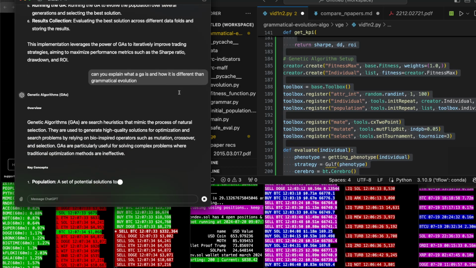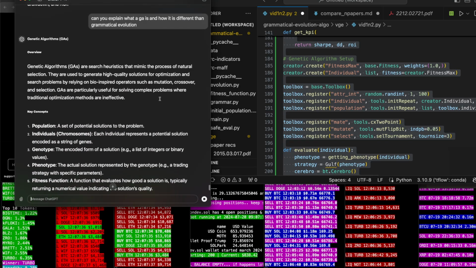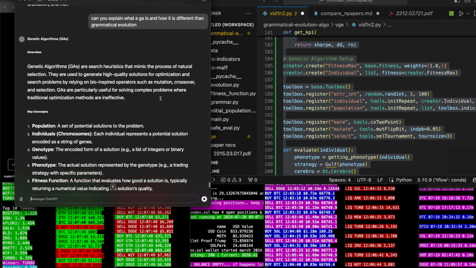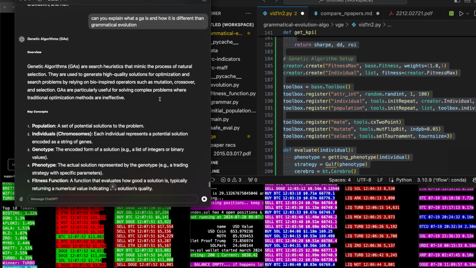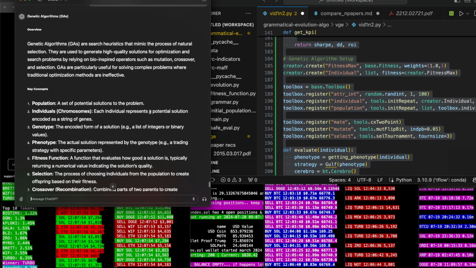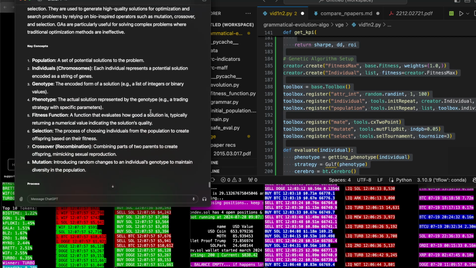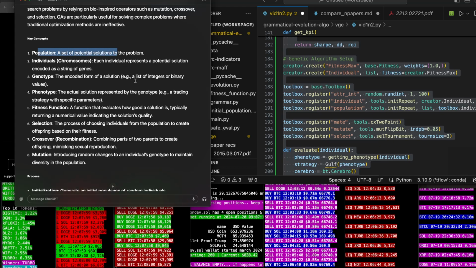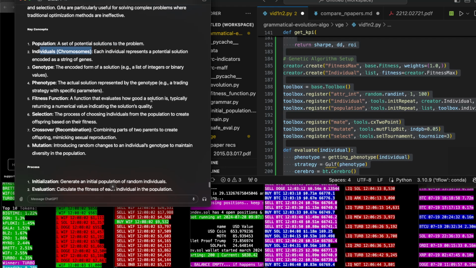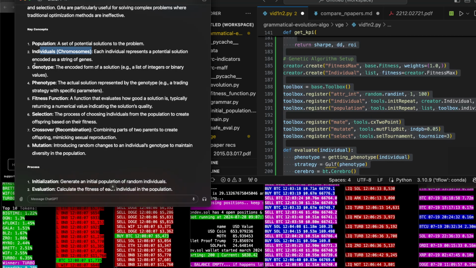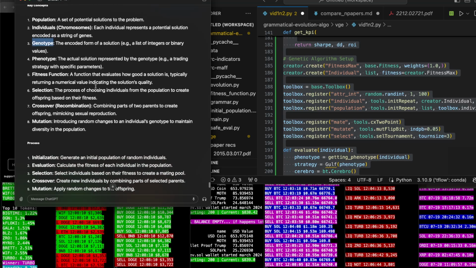Genetic algorithms are search heuristics that mimic the process of natural selection. They are used to generate high quality solutions for optimization and search problems by relying on bio-inspired operators such as mutation, crossover, and selection. GAs are particularly useful for solving complex problems where traditional optimization methods are ineffective. So the population is a set of solutions to the problem. The individual, or chromosome: each individual represents a potential solution encoded as a string of genes. Genotype: the encoded form of a solution.